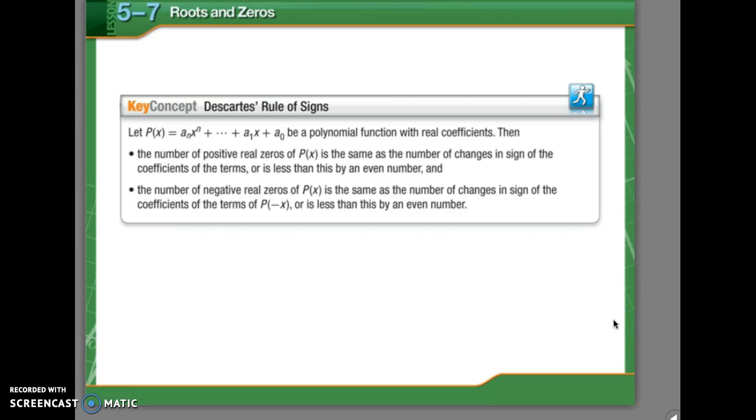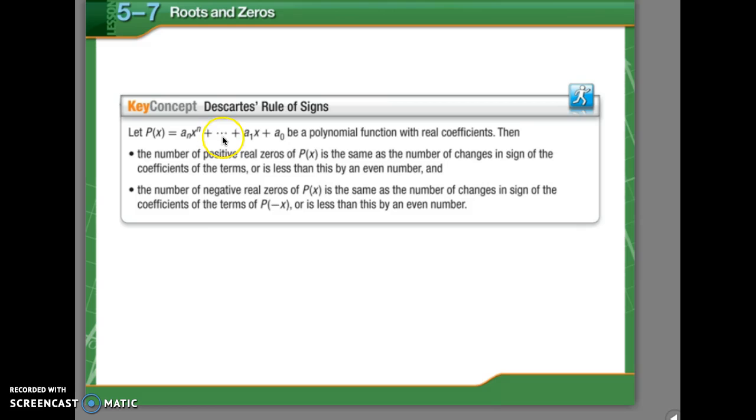Here we have another concept. It's called Descartes' rule of signs. This is a French word. It's just Descartes. You don't pronounce either of these S's. So we've got a polynomial with real coefficients, and then there's 2 statements that are true. The first one says the number of positive zeros of the polynomial is the same as the number of changes in sign of the coefficients of the terms.